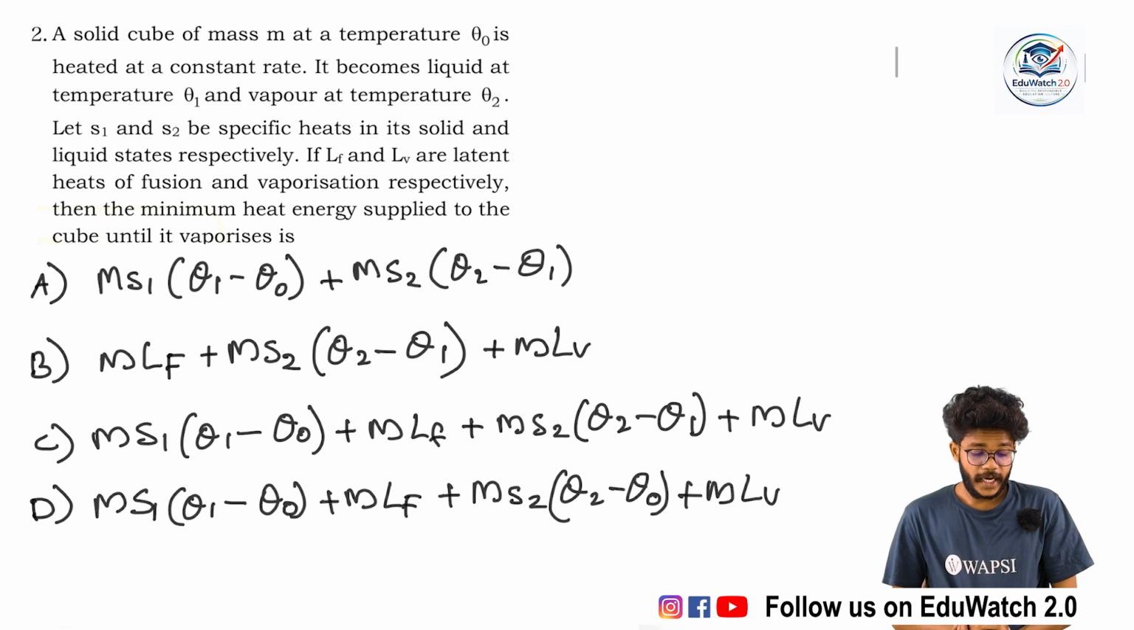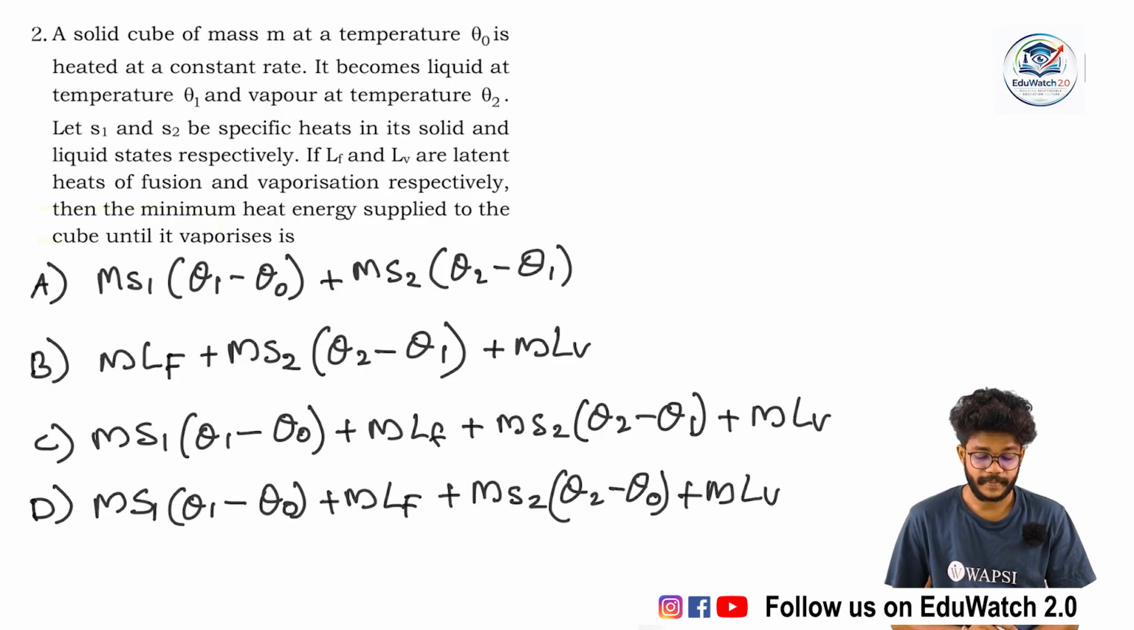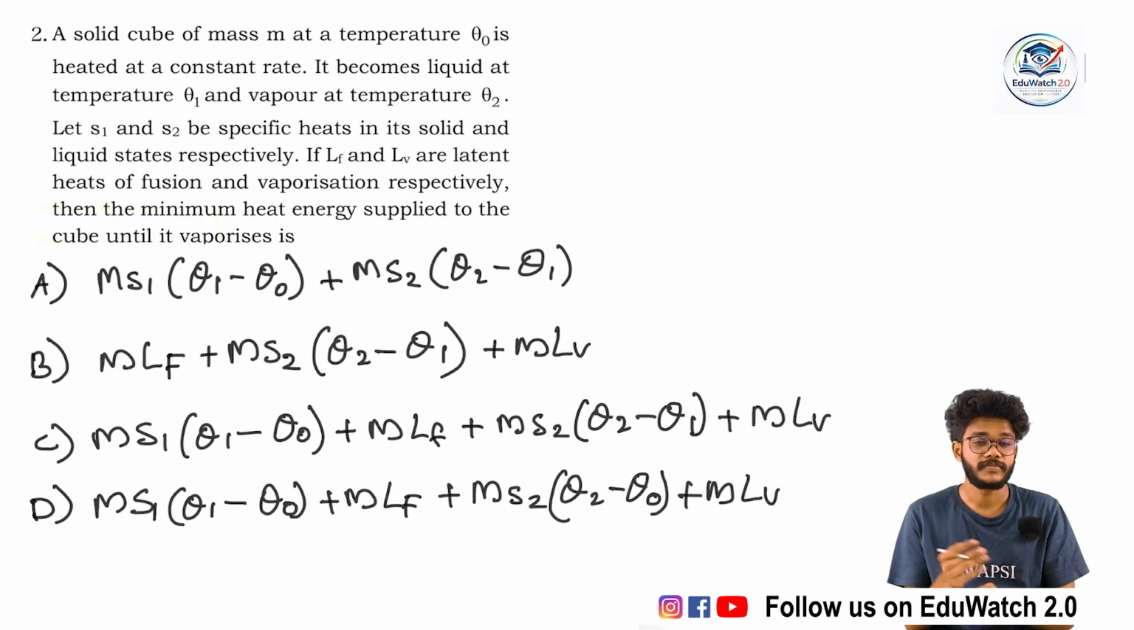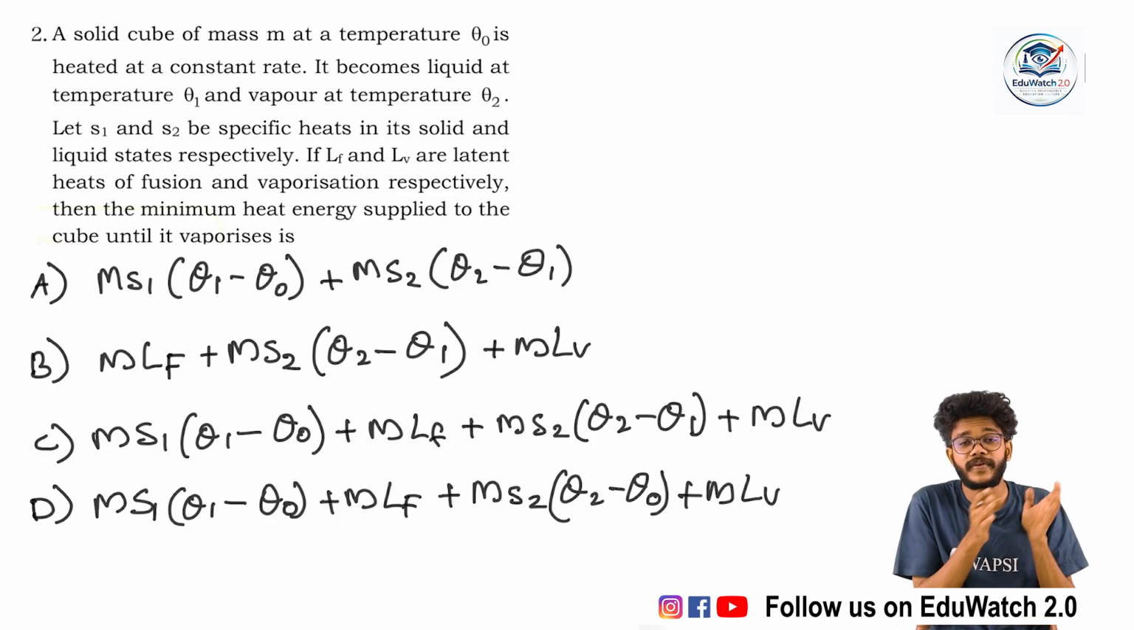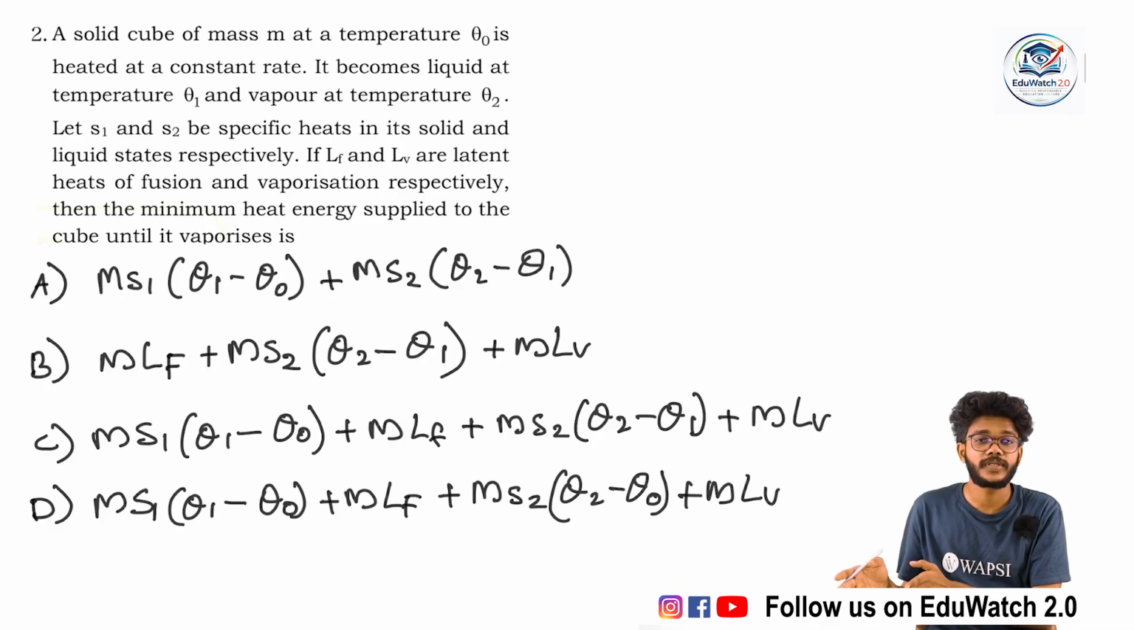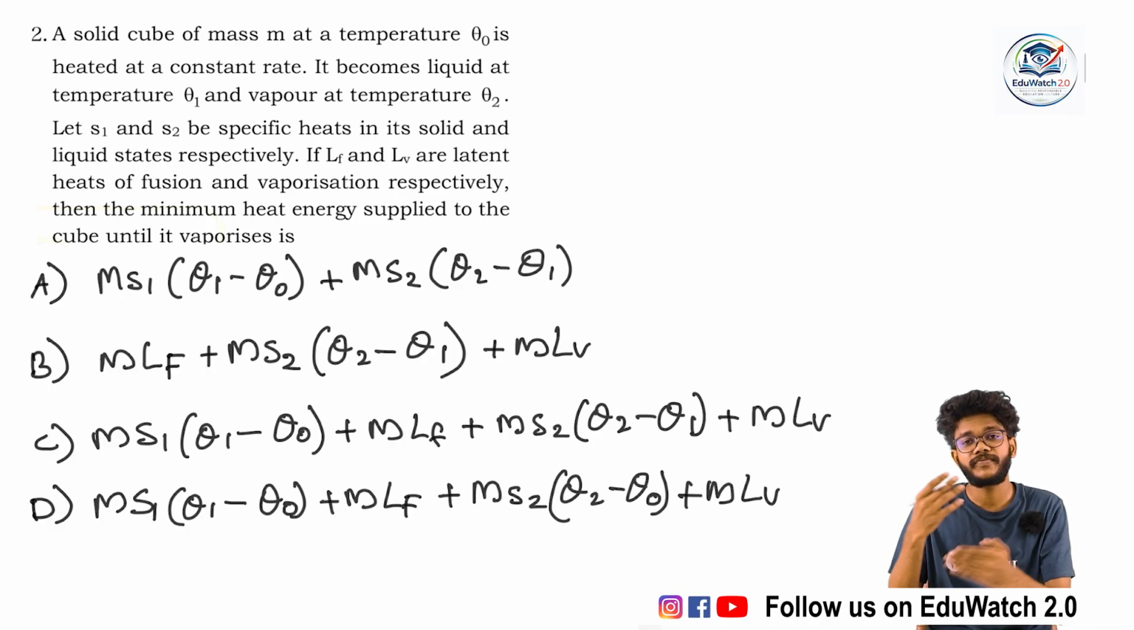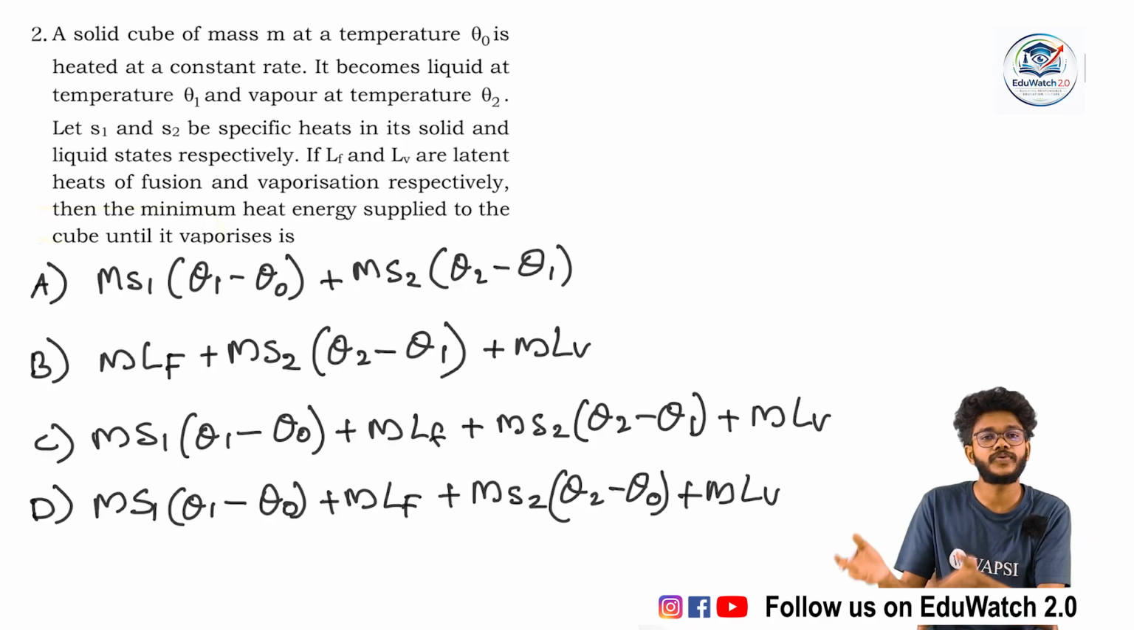A solid cube of mass m at a temperature theta 0 is heated at a constant rate. It becomes liquid at temperature theta 1. That means a phase transition has taken place here. It came from solid and arrived at liquid, from theta 0 to theta 1, and vapor state at theta 2. Then from theta 1 it traveled to theta 2 by changing phase also. The liquid is turned to vapor.